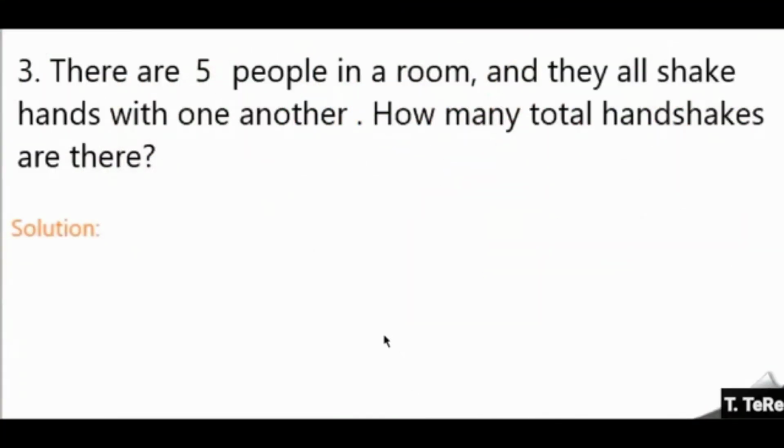Let's have the third problem. There are 5 people in a room and they all shake hands with one another. How many total handshakes are there? So this type of problem involves probability. So let's solve it. There are 2 ways to solve this one. You can first illustrate it. Sabi niyan, there are 5 people in a room and they all shake hands with one another. So let's write it here.